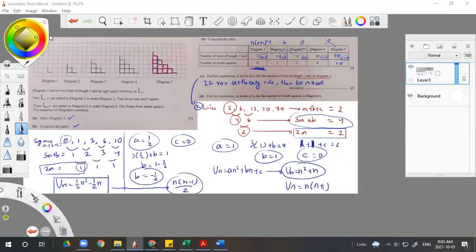Di highlight aja biar lebih kelihatan. Inilah, ini boleh atau ini ya. Ini juga sama, square. Ini lines, ini buat square. Ini buat completing the table. Ini buat draw diagram 5. Oke.